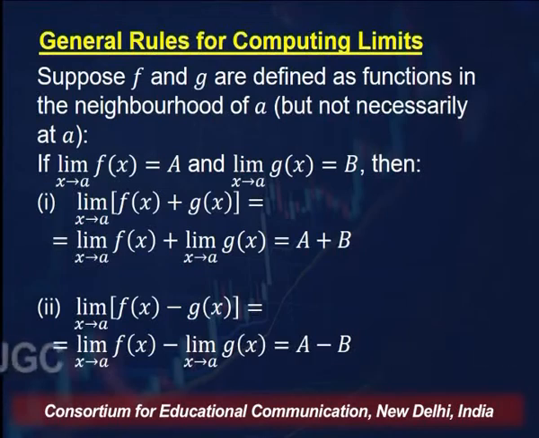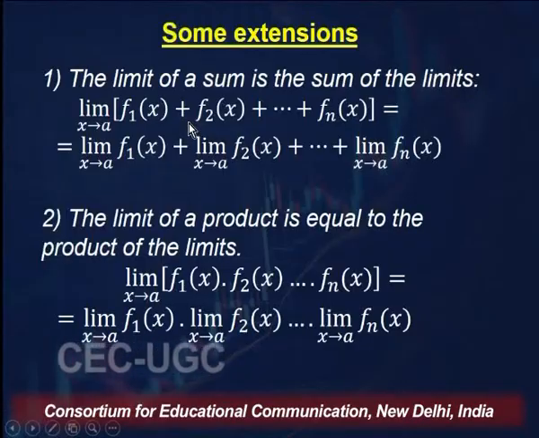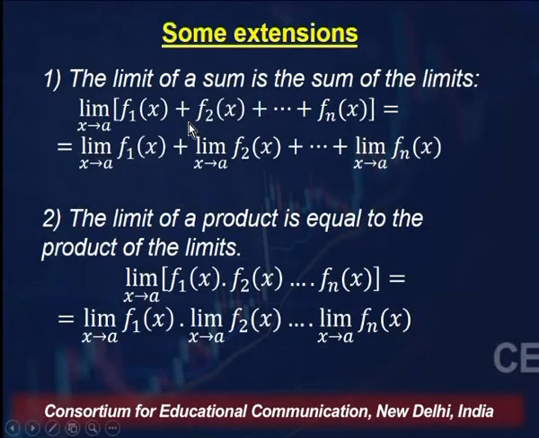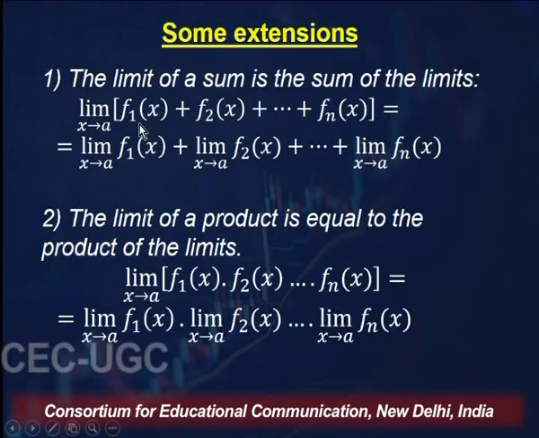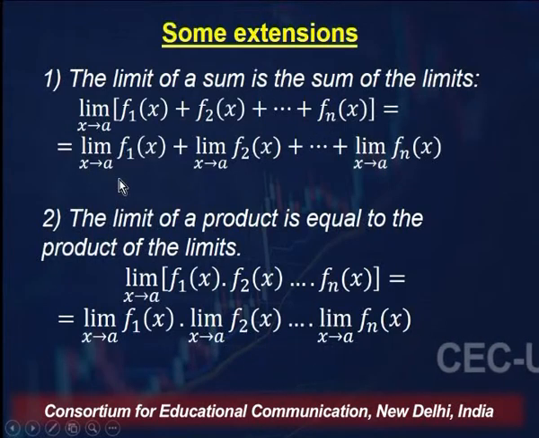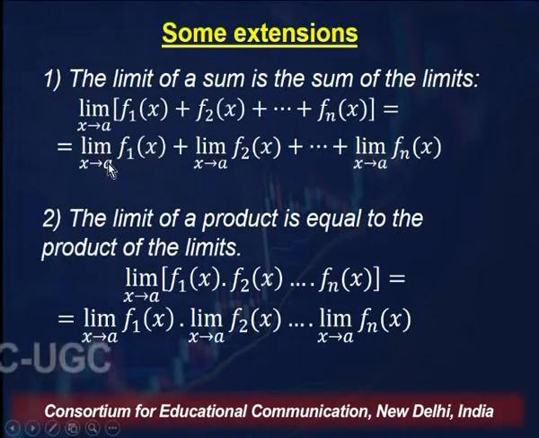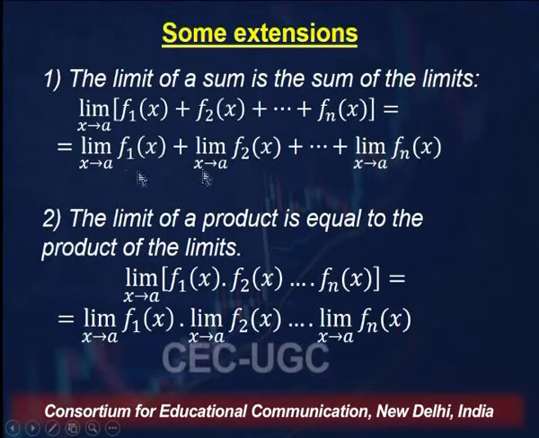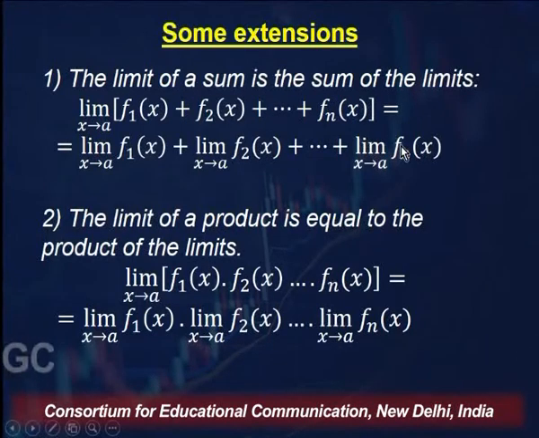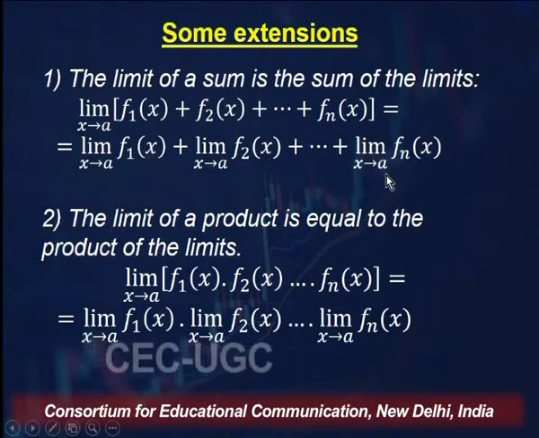In fact, this rule can be generalized. Let me just move forward a little bit. It can also be generalized to n functions. So, for example, look at the screen here. If you have n functions, f1, f2 through fn, then the limit of the sum of these n functions, which is f1 plus f2 and so on till fn, as x tends to a, is nothing but the sum of the individual limits, which is the limit of f sub 1 as x tends to a, plus the limit of f sub 2 as x tends to a, and so on till the limit of f sub n as x tends to a.